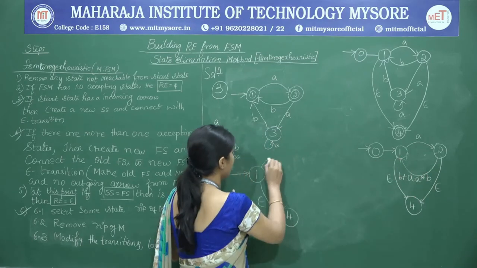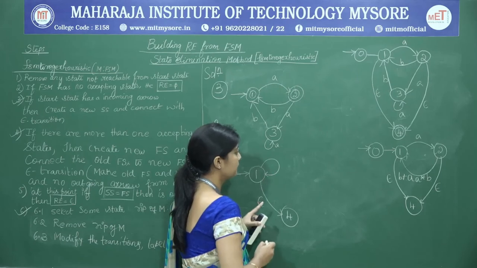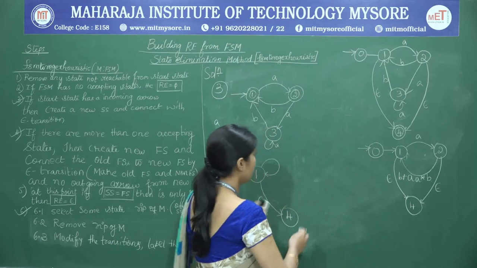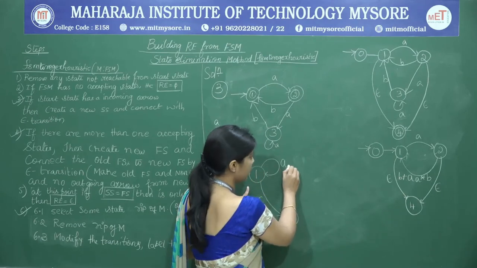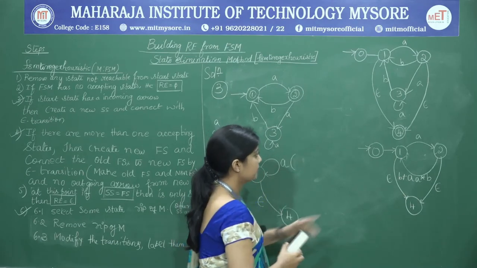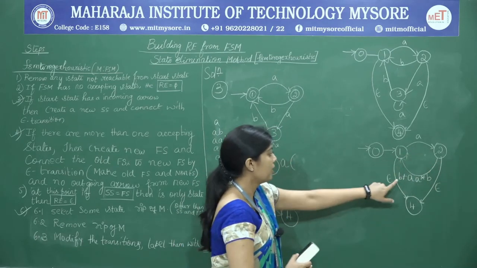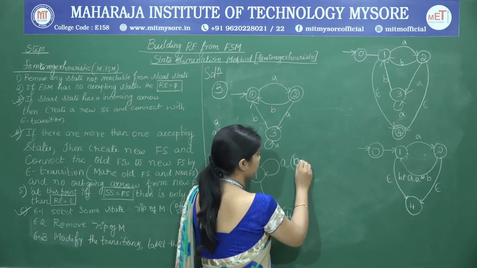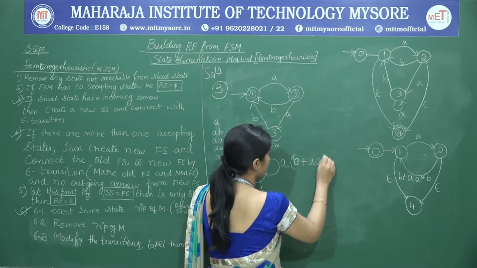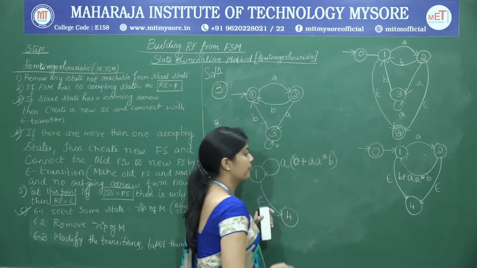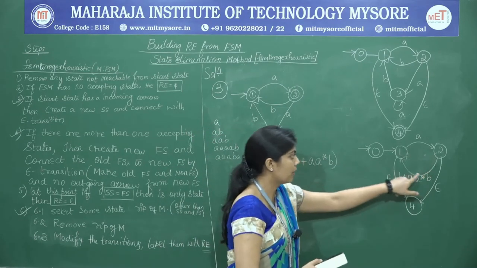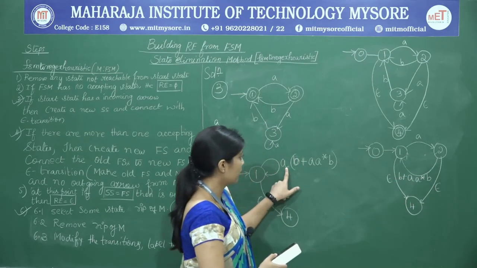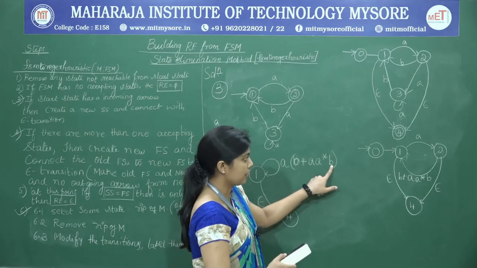Therefore I am going to write a loop on 1. What are the symbols that lead to this loop? The symbols are A followed by A followed by this entire expression. So A followed by B plus A star B. This is the loop that we are getting. So A followed by this entire expression. That is what we have written here, A followed by this entire expression.